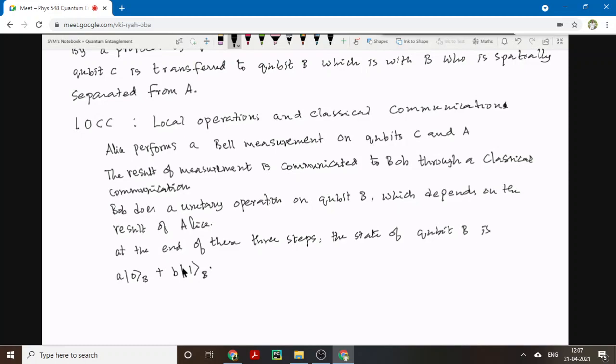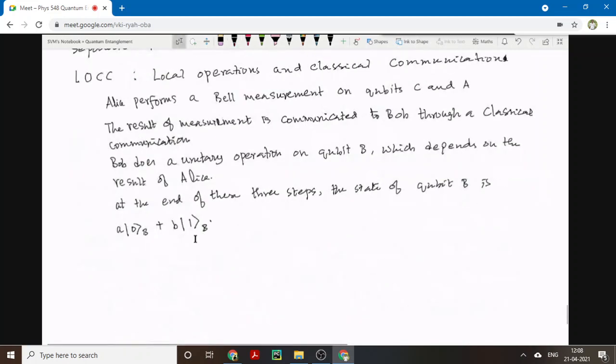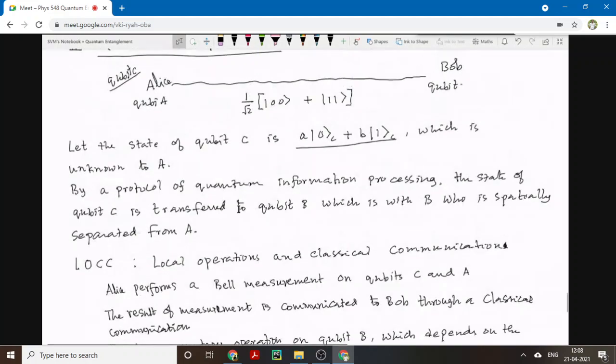This is the same state of C that we started with: A times 0C plus B times 1C. The same A and B will be the coefficients of 0 and 1 in this case. So this is the essence of quantum teleportation. Alice actually transfers the unknown state. That state of C is not known even to Alice, but Alice can transfer an unknown state to a faraway location B through these protocols, through this process. So this is called quantum teleportation.